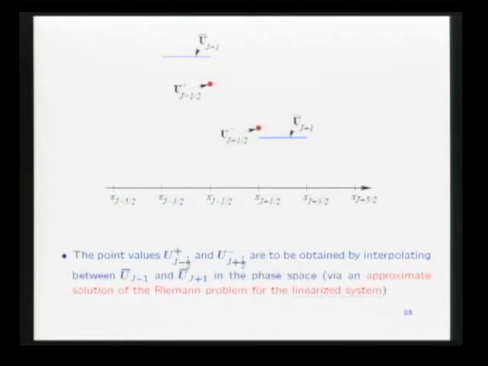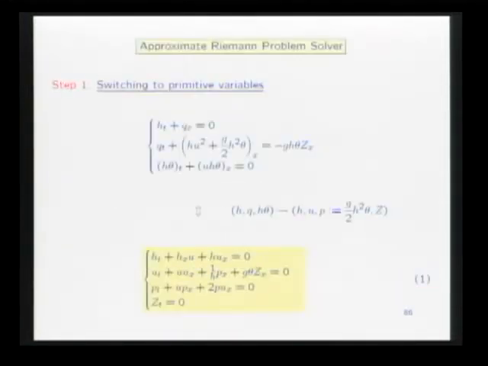But we need to recover these values. We don't have the cell average, but we need the point values. We need to obtain them somehow. And we have two reliable cell averages, cell j minus 1 and cell j plus 1. So what we need to do is interpolate between them. But how to interpolate? We need to go to the phase space, and basically we solve the Riemann problem. We need to solve the Riemann problem with this as the left state and this as the right state, and this will help us to interpolate. But how to solve the Riemann problem?